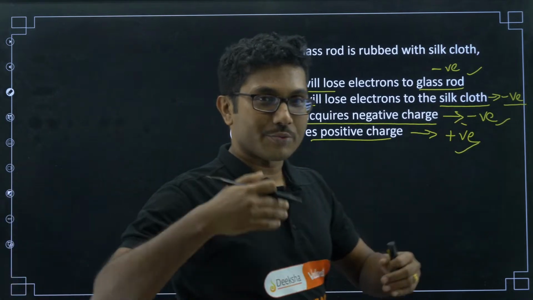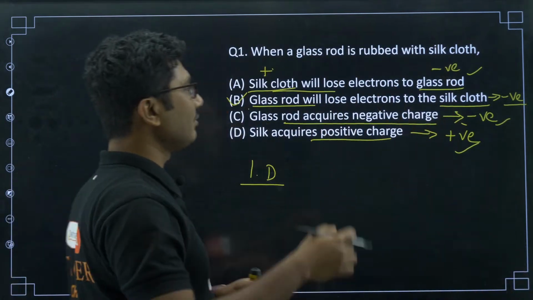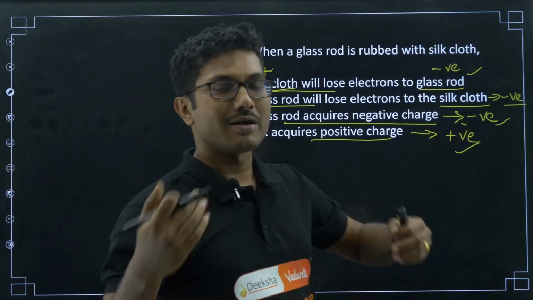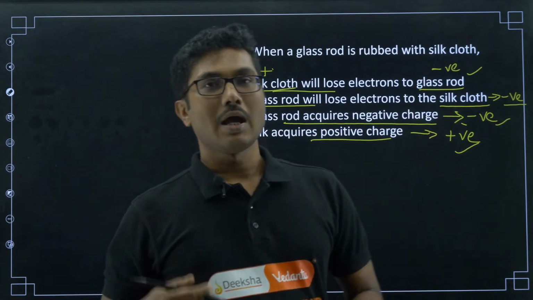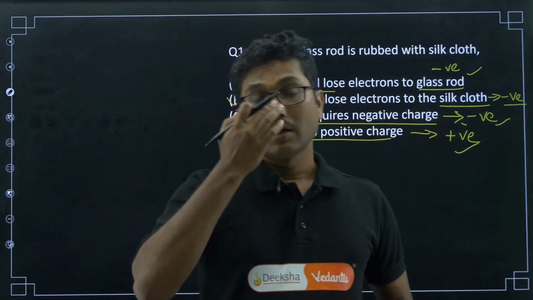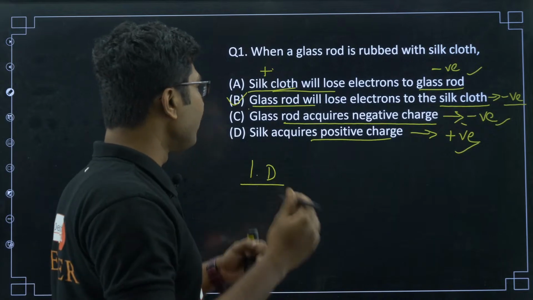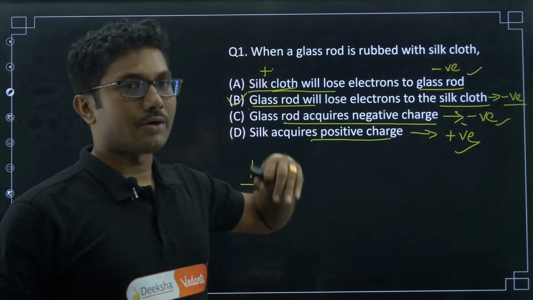Now, you understood why option B is correct. First of all, this is one line. If you remember that glass rod becomes positive when you rub it with silk cloth, there is only one experiment like that in static electricity in your chapter. So, if you remember that, that is fine. If you do not remember it, then you can analyze the options.